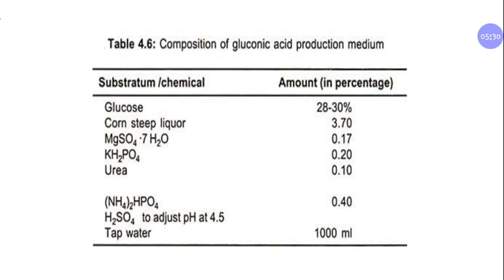So this is the composition of gluconic acid production medium. Here we can see the substrates or the chemicals which are used, and the quantity to be used are written here, or the percentage also. This is the medium used for the gluconic acid production.